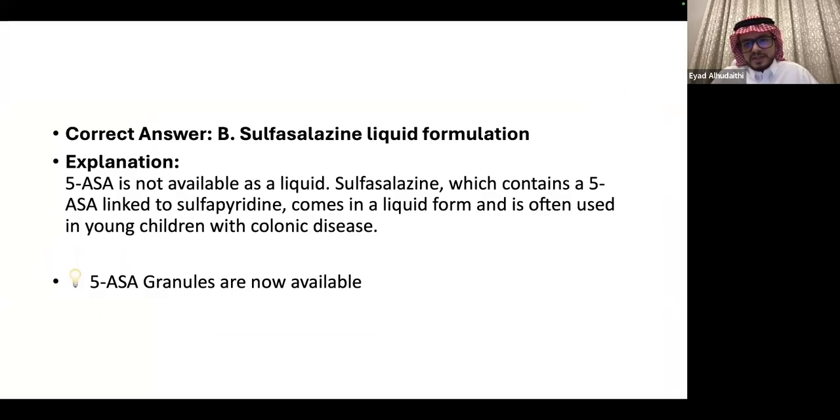Sulfasalazine, which contains the 5-ASA linked to the sulfapyridine with the azo bond, comes in liquid form and is often used in young children with colonic disease. And fortunately, now they have commercialized the 5-ASA granules, such as Pentasa granules and Asacol granules, for those who cannot swallow.